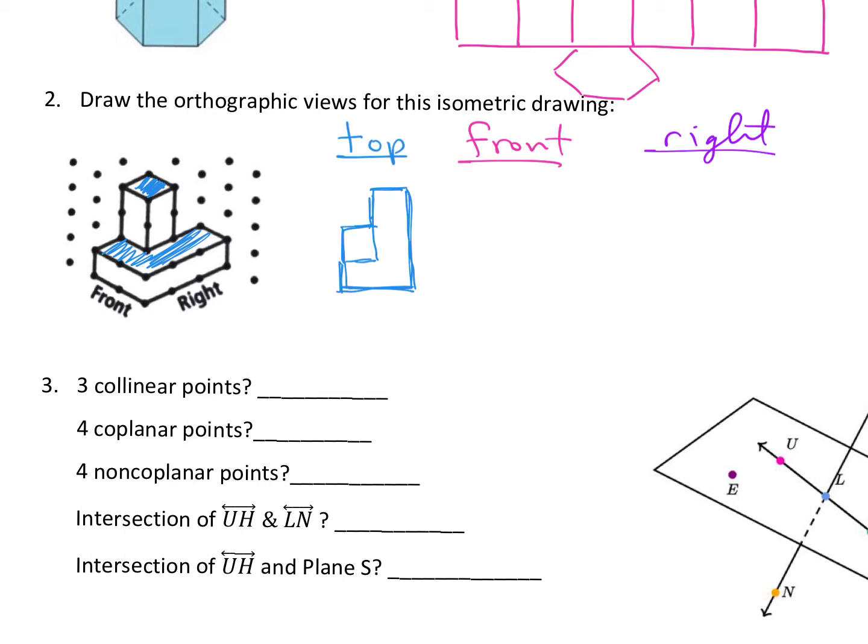What would your front view be? Normally they would put a line here. I don't know why they didn't, but you have 2 on the bottom, right? So 2 blocks across. Where does this go? Left side or right side? The left side. That's 2 stories tall on the left. So it would look like that.